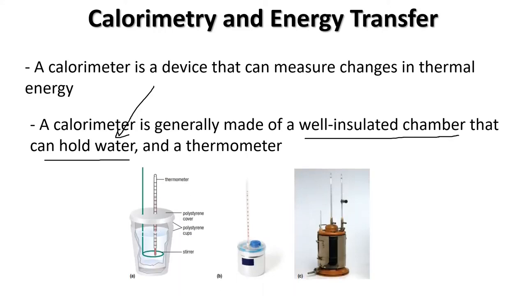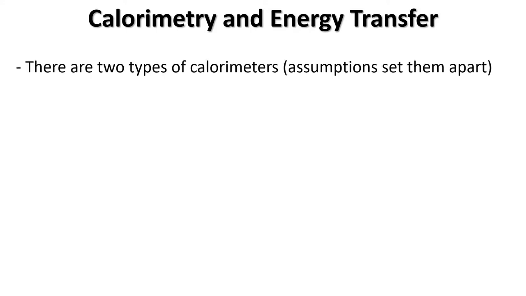So there's a couple of examples here. This is your classic styrofoam or coffee cup calorimeter, and then this one is a bomb calorimeter. Those are your big boys right there. So there are two types of calorimeters. I mean, there's only one type, but it's the assumptions that we use that set them apart.